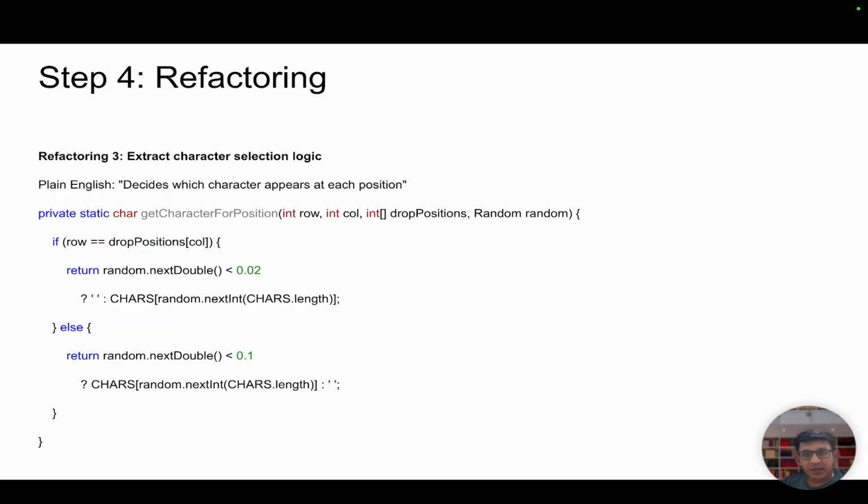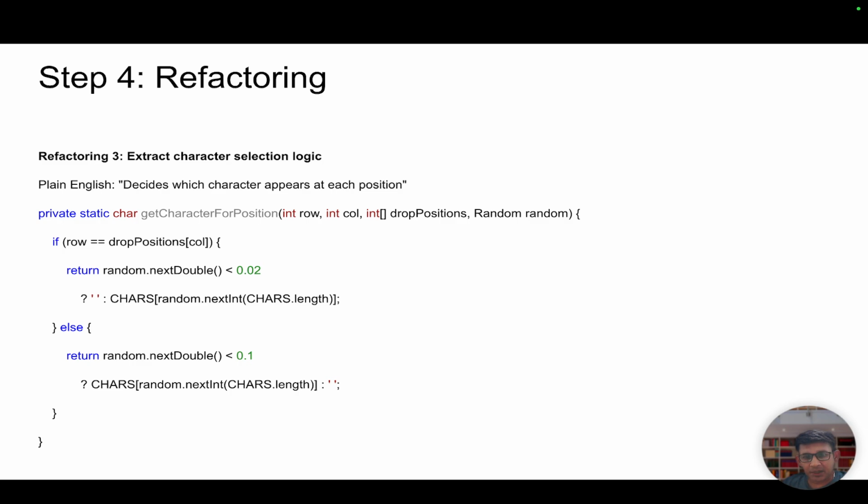The third step is to extract the character selection logic. This is the nested if else logic. We extract it first before we extract the row building. Now, the plain English version of this is it decides which character appears at each position. So we take the entire if else block that decides which character to show and make it a method. It needs four parameters: the current row and column we are entering, the drop positions array to check against, and the random object for the probability decisions.